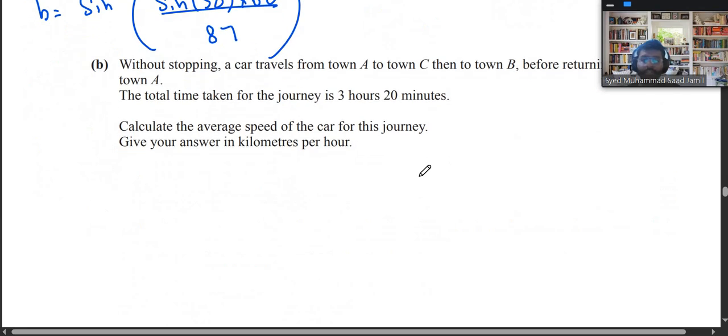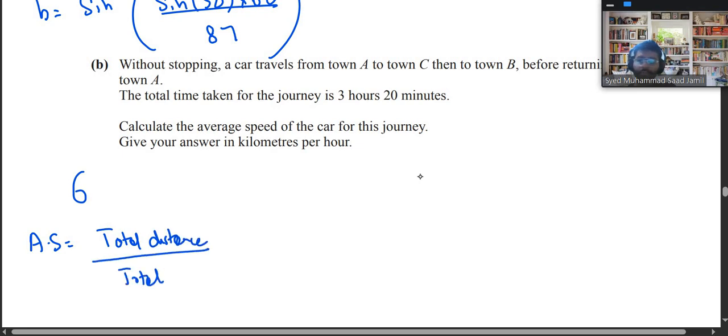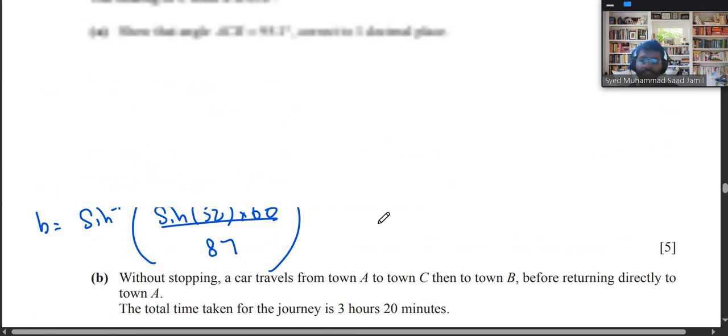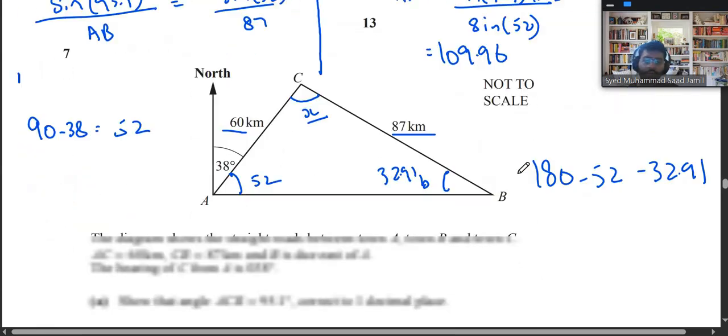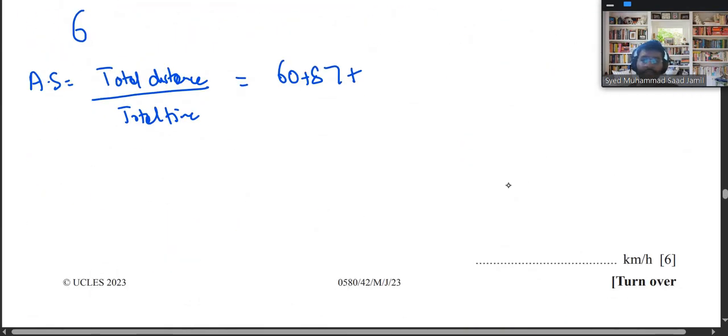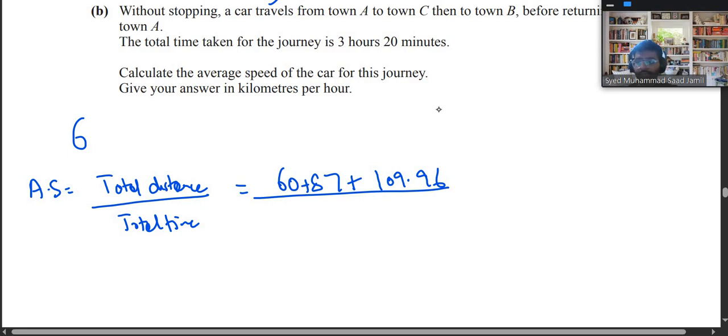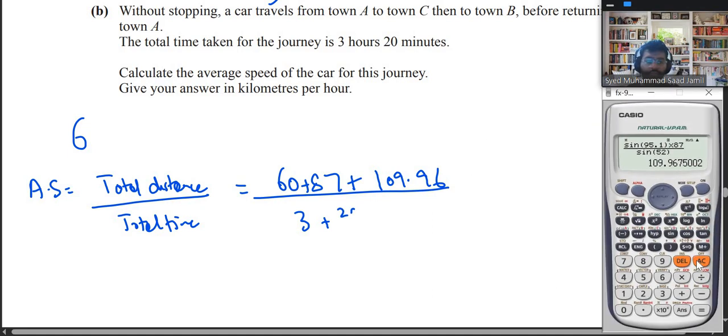Now add all the distances. Average speed is equal to total distance upon total time. So total distance is 60 plus 87 plus, what did we calculate, 109.96, divided by the total time, which is 3 hours and 20 minutes. So 3 plus 20 upon 60, because let me just convert the whole thing into hours so that you guys don't get confused.